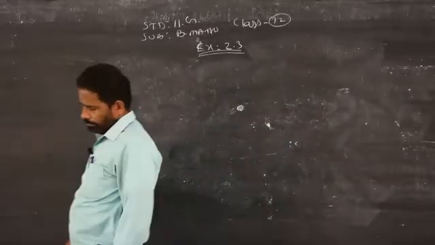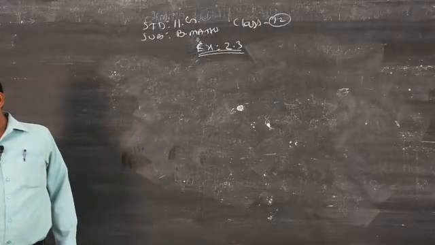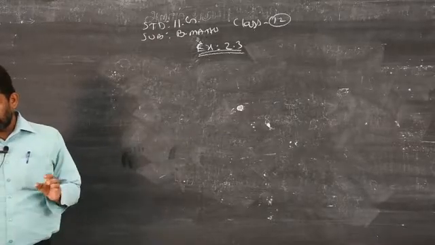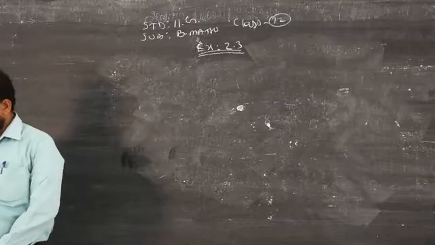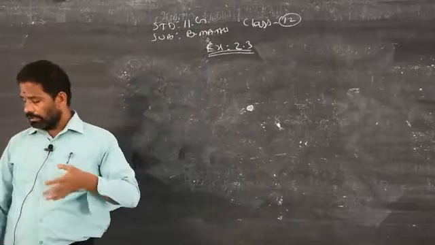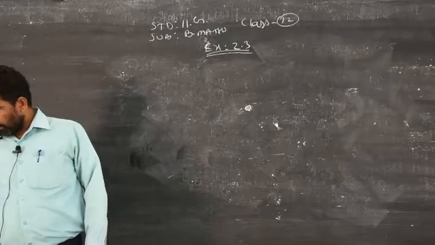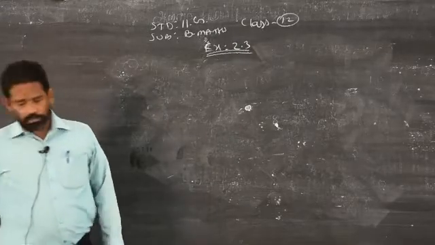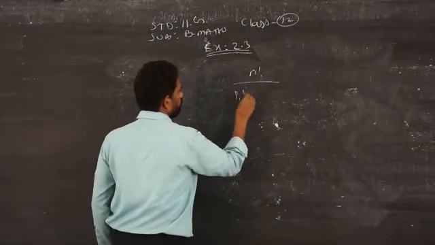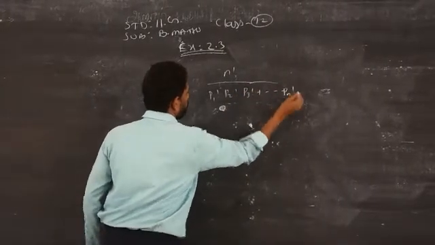Question number 4 is very simple. Find the number of arrangements that can be made out of the letters of the word assassination. For this they did not ask for any meaningful word. You can arrange the letters in this word in any manner, whether it has meaning or doesn't have meaning. So for this we have a formula: n factorial by p1 factorial, p2 factorial, p3 factorial and so on up to pk factorial.